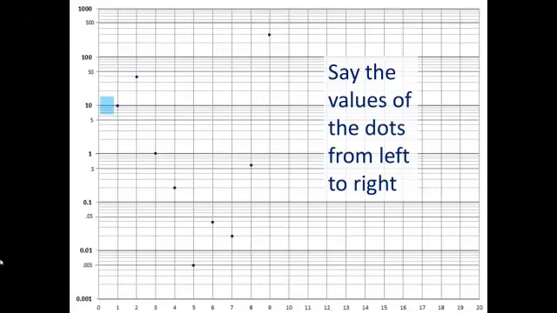So the first value here you can see I've marked with a blue box there. So what's the value of the dot? If you said 10, you're all over it. Nice job. Now about the next one. 40 is correct. And the next one, well, that one's 1. That's pretty easy. How about this one? 0.2 is the answer. And the next one?